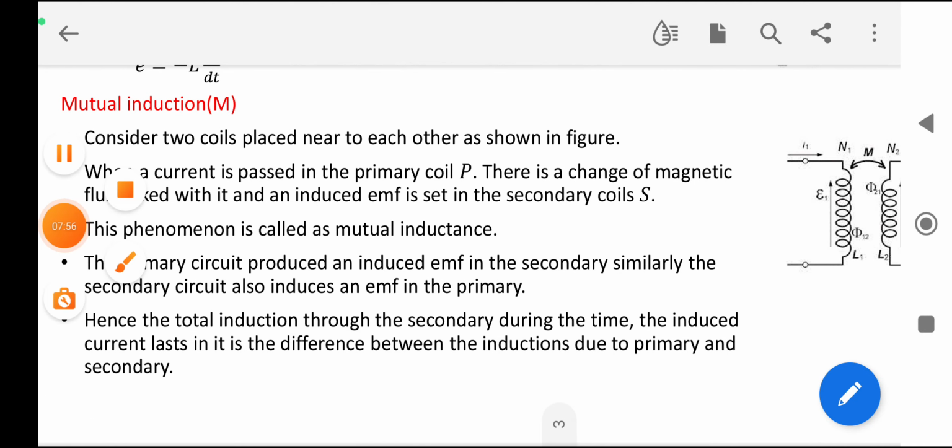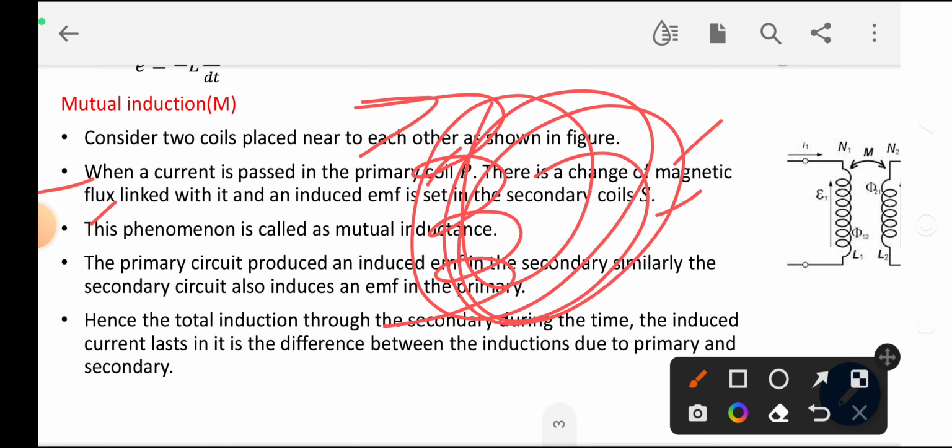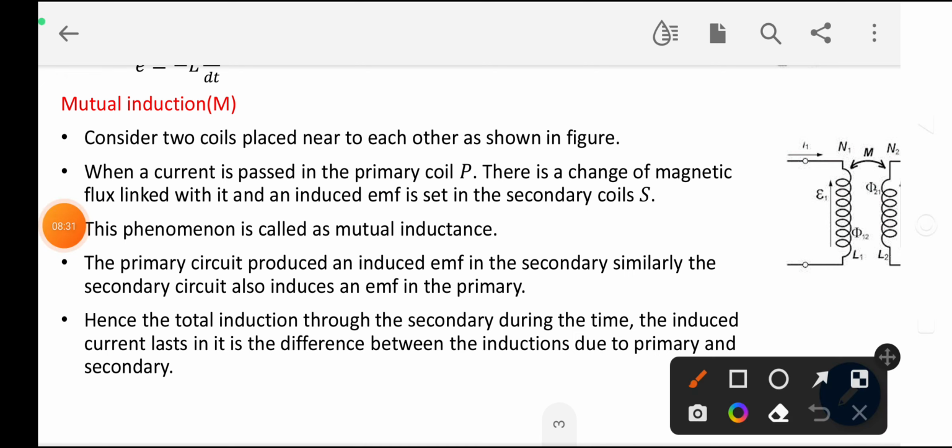Now, when a current is passed in the primary coil P, there is a change of magnetic flux linked with it, and induced EMF is set up in the secondary coil. When the current passes through the primary coil, a magnetic field forms around it. This magnetic field can be linked with the secondary coil. Then in the secondary coil, induced EMF will be produced. This phenomenon is called mutual inductance.